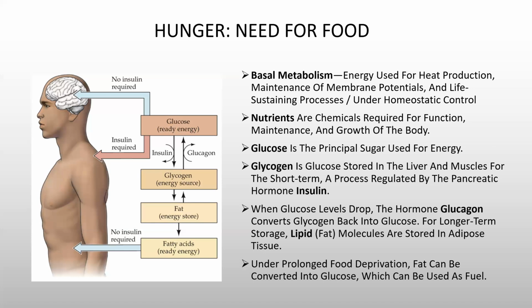When glucose levels drop, the hormone glucagon converts glycogen back into glucose. For longer-term storage, lipid or fat cells, fat molecules, are stored in adipose tissue. And then lastly, under prolonged food deprivation, fat can be converted into glucose, which can be used as fuel.